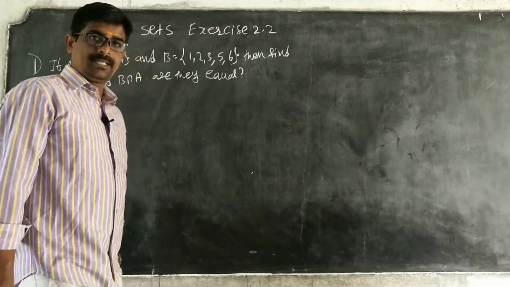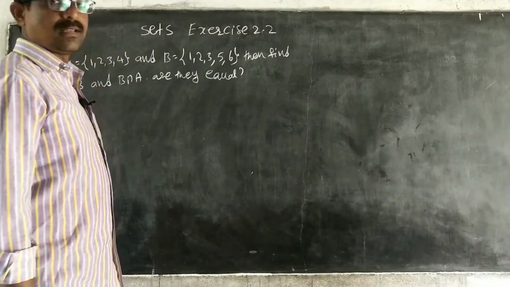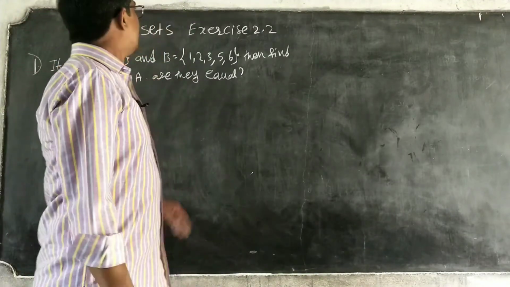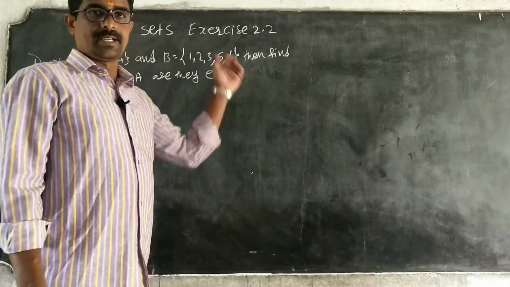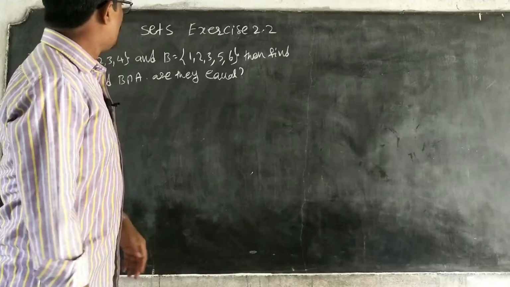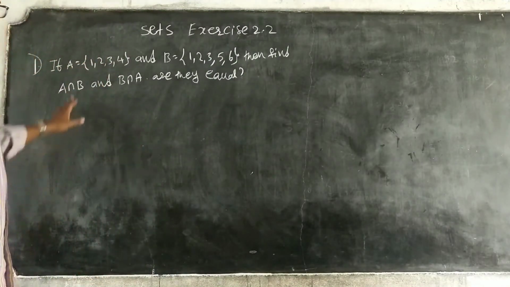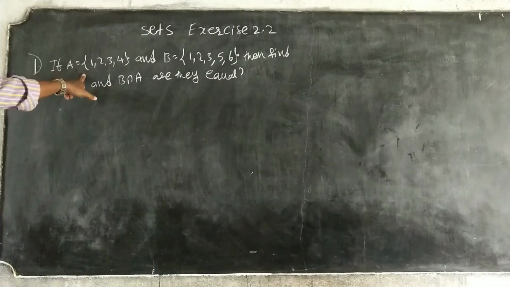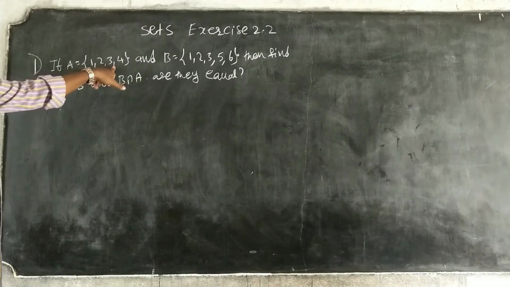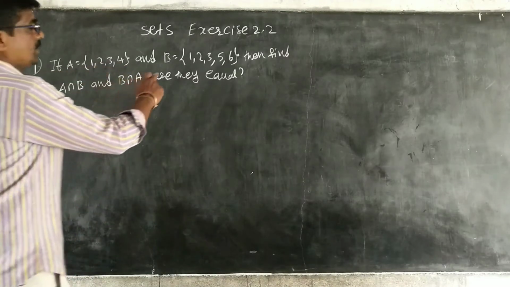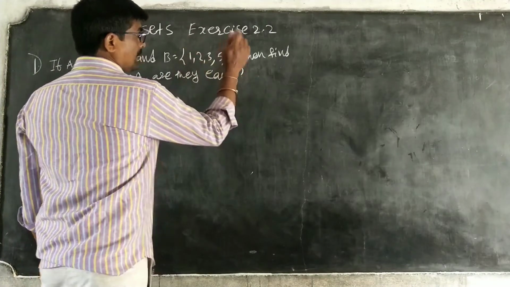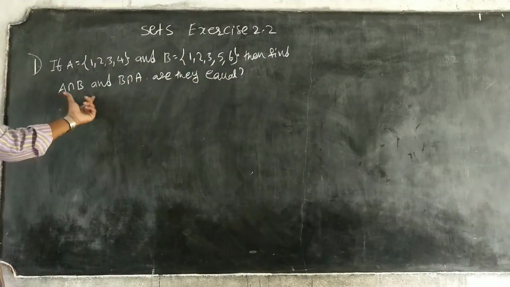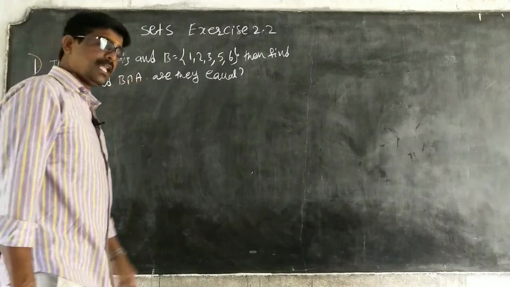Today our topic is the 10th class State Syllabus of Telangana, Sets, Exercise 2.2. On the first problem: if A is equal to the set {1, 2, 3, 4} and B is equal to {1, 2, 3, 5, 6}, then find A intersection B and B intersection A.